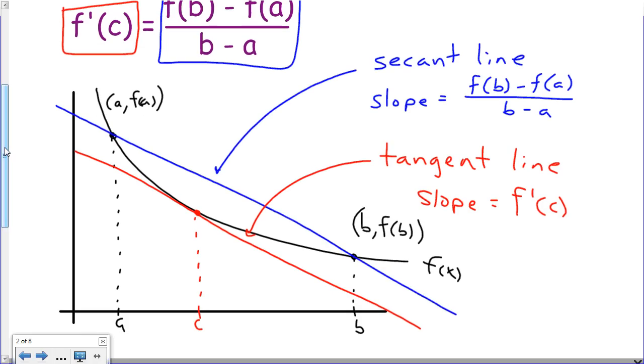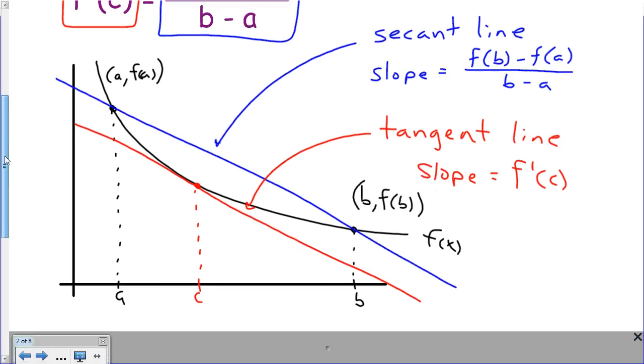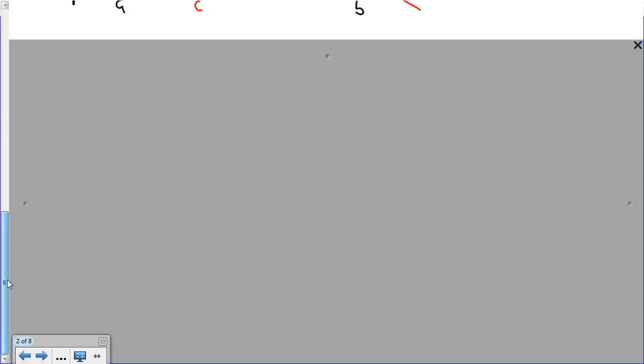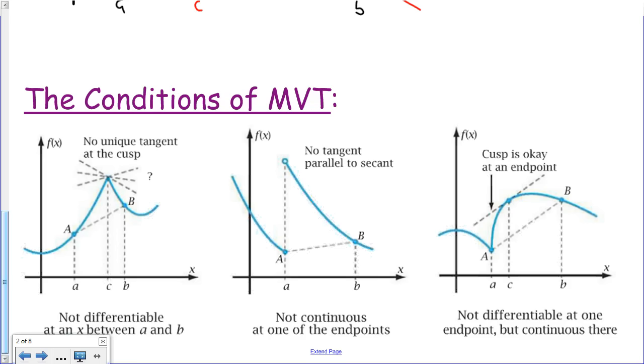And again, that's the connection to Riemann sums that we need, is a way to come up with these sample points, which it turns out this c value is what we're talking about. All right, let's take a look at the conditions there for mean value theorem. They give you a sketch in the book with these three sketches in there. And they illustrate for us the reason for the conditions of mean value theorem, why we have to have all the conditions that we've stated in there.